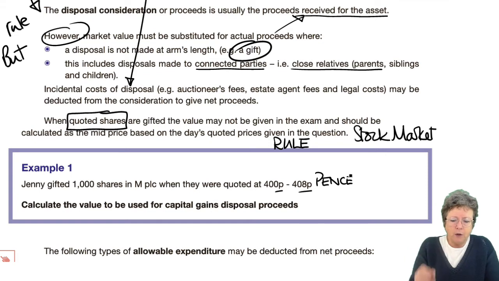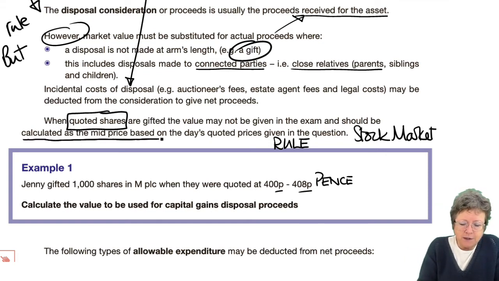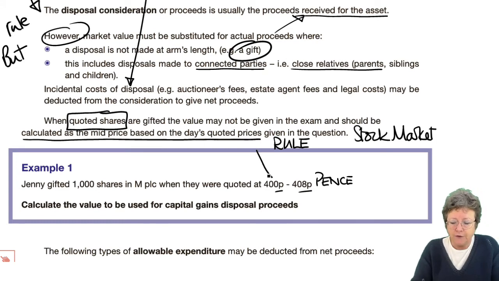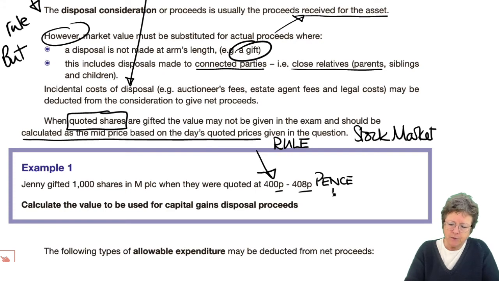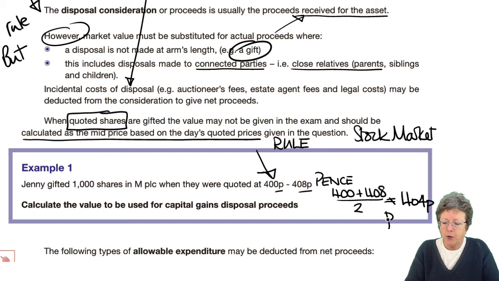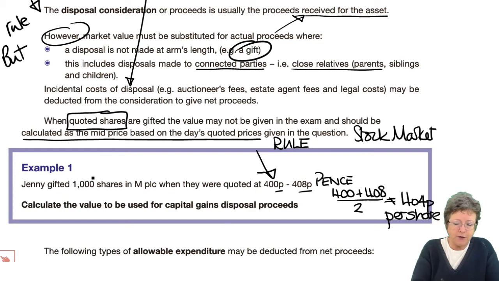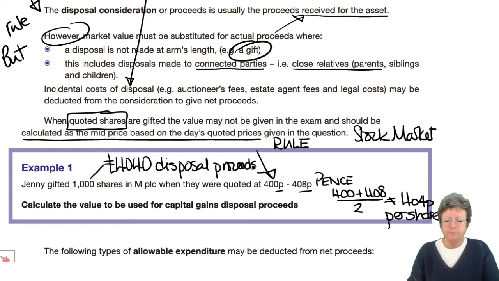Very important that you always show it in pence. Okay. Now, the rule is it's calculated at the mid price based on the day's quoted prices. Those are the day's quoted prices. Okay. So you're looking at the mid price. So if we look at 400 and we add in 408, because that was the lowest price and that was the high price, and divide it by 2, what will that give us? Okay, that will give us 404 pence per share. So if she gifted 1,000 of them at £4 and 4 pence each one, or 404 pence, that is the disposal proceeds.